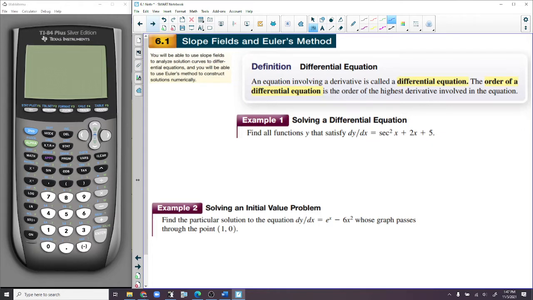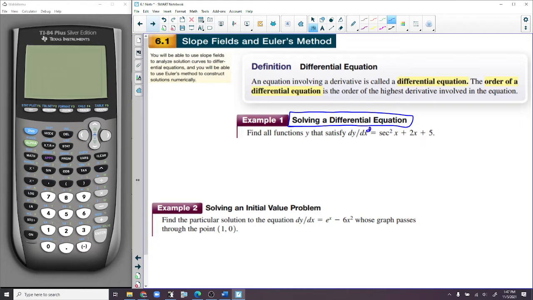Anyway, find all functions y that satisfy dy/dx. We are solving a differential equation. And if I don't emphasize this, you'll get to the test, it'll say solve the differential equation, and you're like, I don't know what to do. What does that mean? Solving is not finding a number. Whenever you solve an equation, you're like, x equals 7, x equals 14. Solving a differential equation means finding the original function.